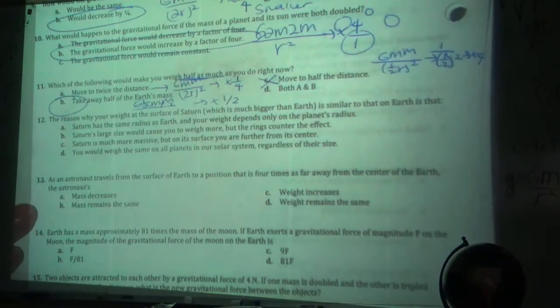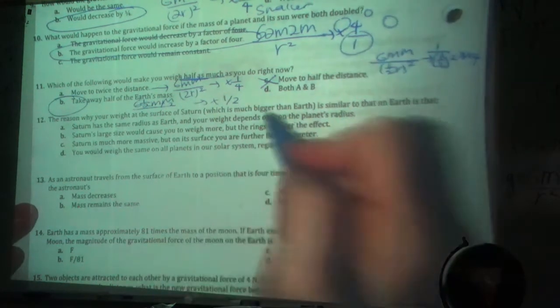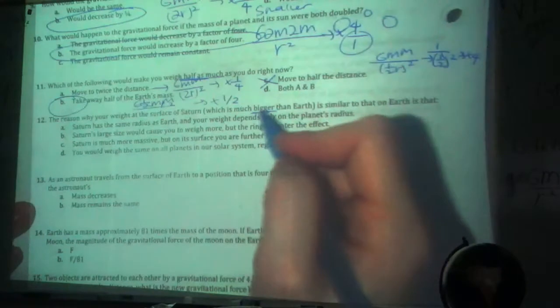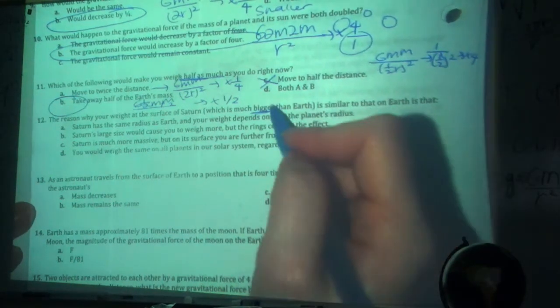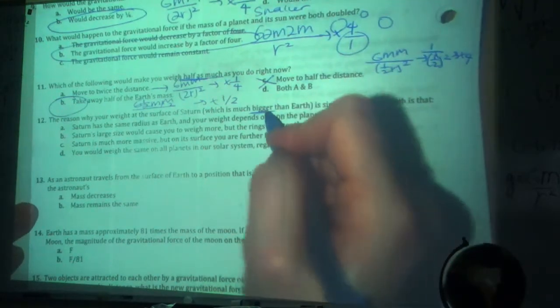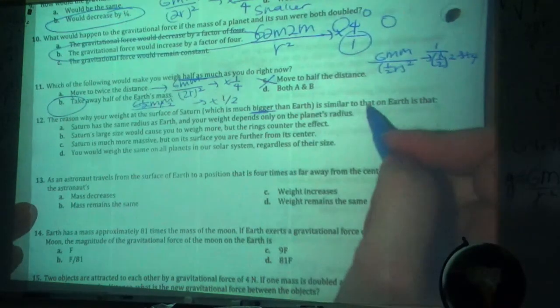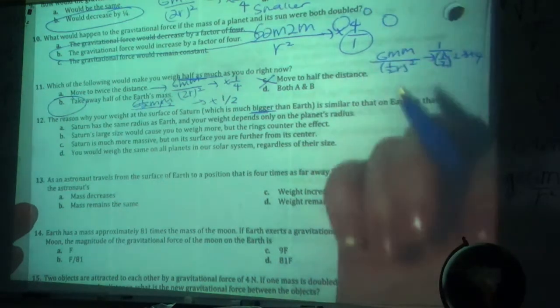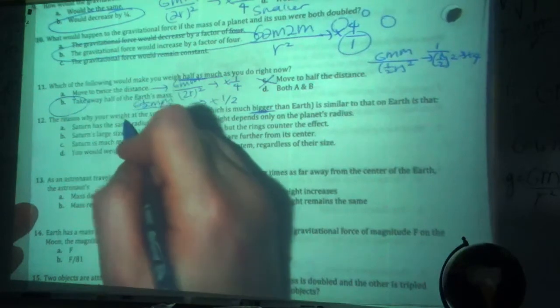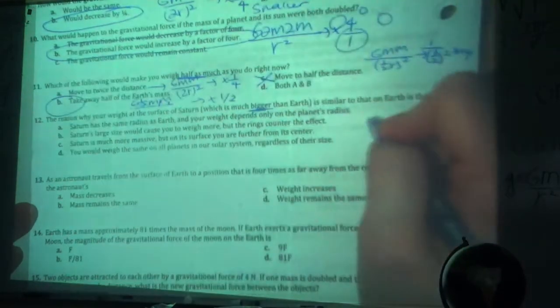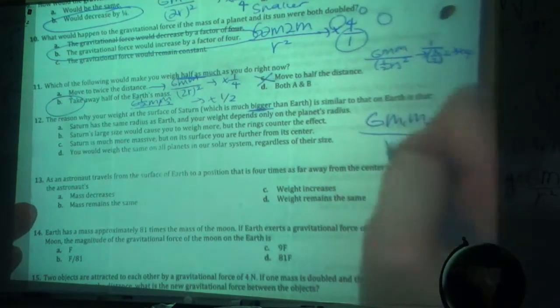The reason why your weight at the surface of Saturn, which is much bigger than Earth, is similar to that on Earth is because, if something is much, much bigger, I should have specified, I meant more mass. So the way that we can have more mass but still have the same little g or the same weight, or I guess FG here, is if I have a bigger radius. Think about your weight as the force of gravity equation.